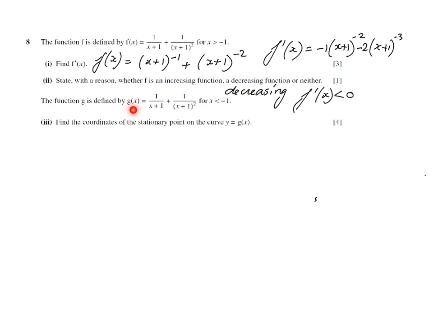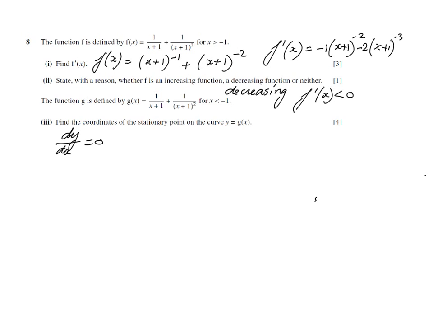The function g is defined by g(x) = 1 over (x plus 1) plus 1 over (x plus 1) squared. So it's the same, but now for x smaller than minus 1. Find the coordinates of the stationary point of the curve y equals g(x). So what is a stationary point? That's where the derivative, where the gradient, is 0. So you might want to start with that, showing that you understand it. You're looking for dy/dx to be 0.